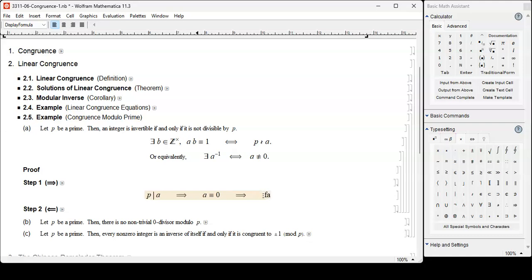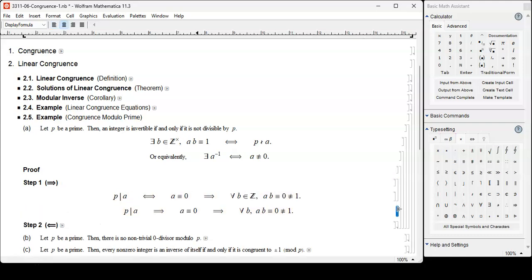Then for any b, a times b is congruent to 0, and that cannot possibly be 1. That completes the proof. If p divides a, then a is congruent to 0. So a times b is actually 0 times b, so it's 0. Yes. There you go.